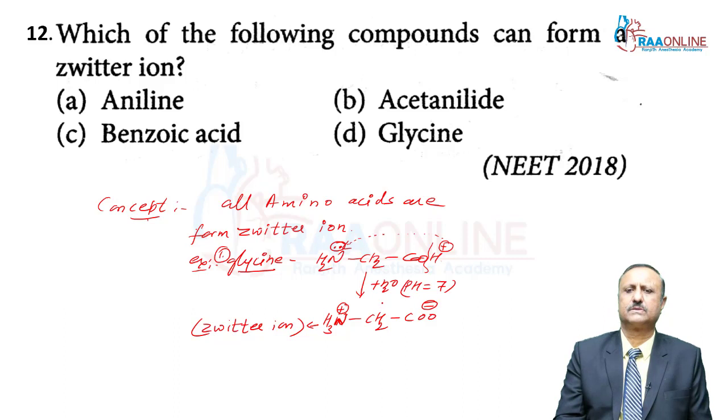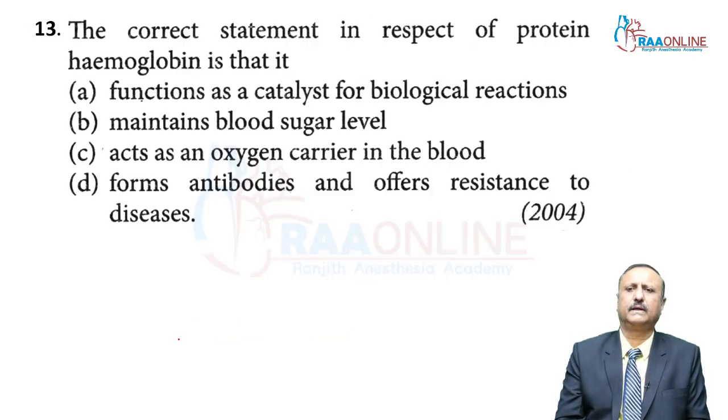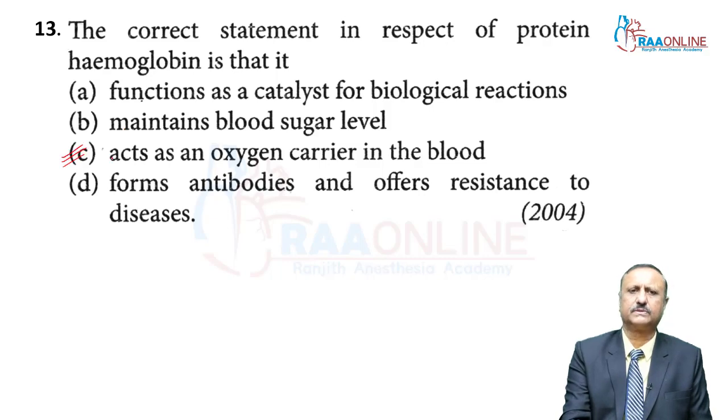This type of zwitter ion is not formed by aniline, benzoic acid and acetylene. So, you can easily go for glycine. Now, we can see question number 13. The correct statement in respect of protein hemoglobin is that, you know very well, hemoglobin accepts oxygen and forms oxyhemoglobin, and through this oxyhemoglobin cells respire. So, you can go for answer C, acts as an oxygen carrier in the blood. This question was also asked in NEET 2004, the correct statement, that is C.